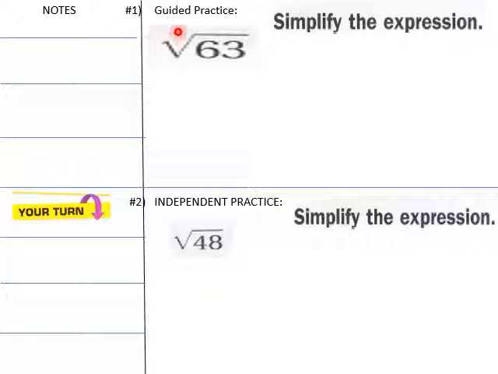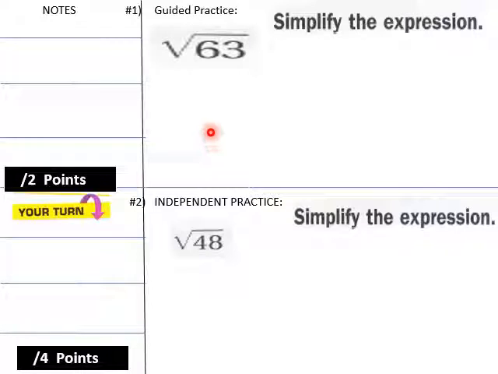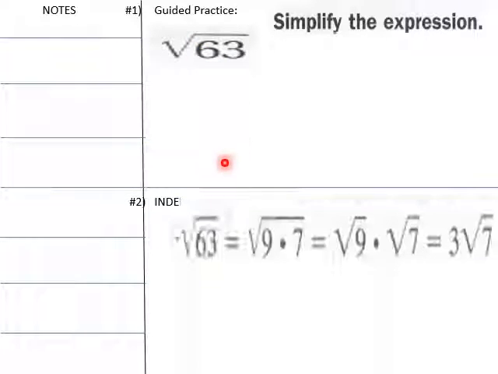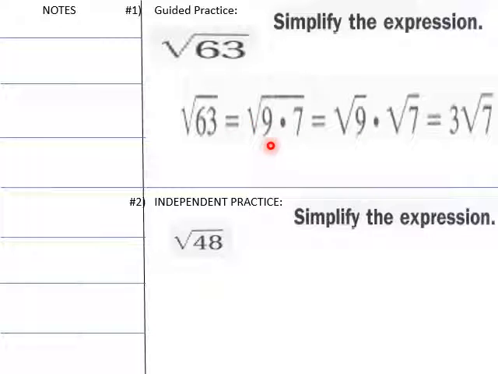Okay, into a problem here. Our first guided practice. Students, this is yours. Pay attention up here so you know how to do this one. Okay, so radical 63, we did that in the other slide. We factor out a 9 and a 7, so it'll be 3 times the square root of 7 would be the simplified expression of radical 63.